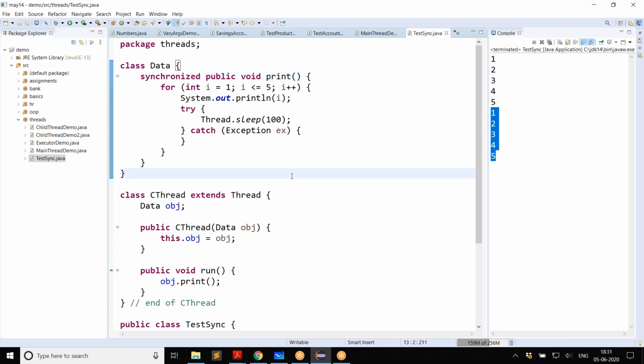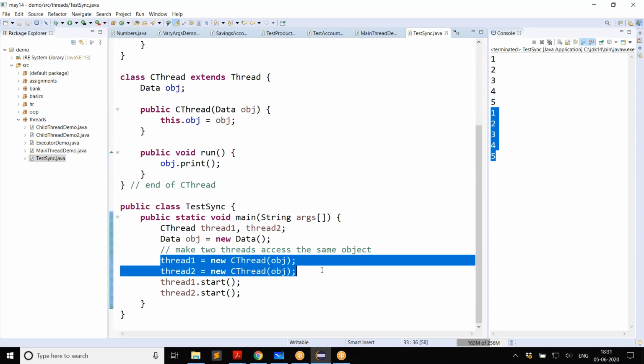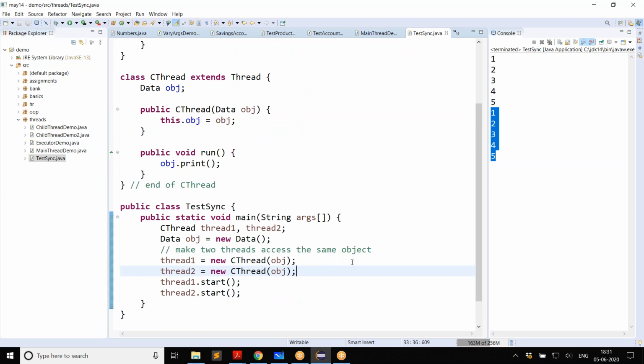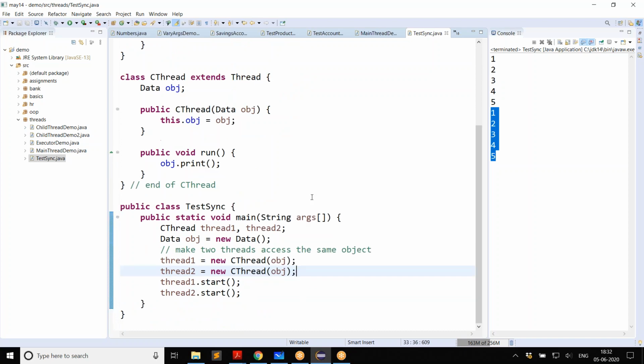So hope this makes you understand how we can make 2 threads use the same object, and what I mean by 2 threads entering into the same method at the same time. Also you need to understand it is only when 2 threads are using the same object. If I'm using 2 different objects, it is not going to work. That means 2 objects can be accessed by 2 different threads. There is no synchronization in that context.